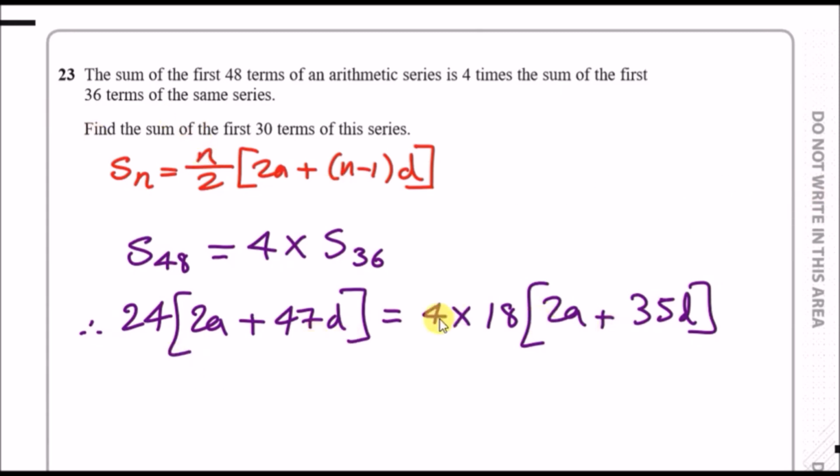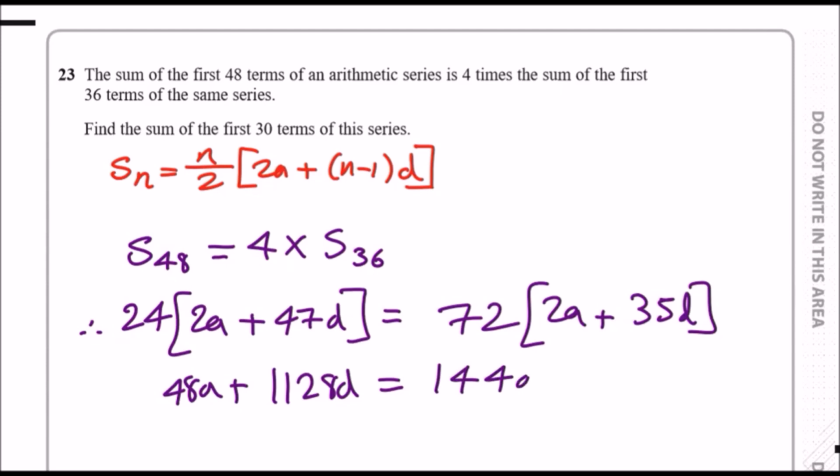So now we've got this information. Let's go ahead and see if we can hopefully tie this up. Expanding the bracket, you're going to have 48a plus 24 times 47, which gives 1128d. That's equal to, sorry, for this one you want to do 4 times 18 first, just to avoid any error. That should give us 72. 72 times 2a is 144a plus, now 72 times 35 I don't know in my head, so it's 2520d.